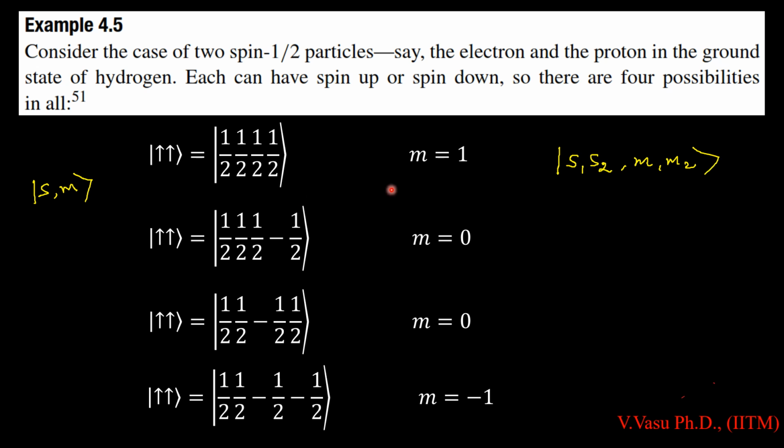Here you can see the M value is 1, that is both are up: M1 is up, M2 is up. Here you can see there are two M = 0 states. One is M1 up and M2 down. Then the other is M1 down and M2 up. The third one, of course, is both down. I am referring only to M1 and M2.